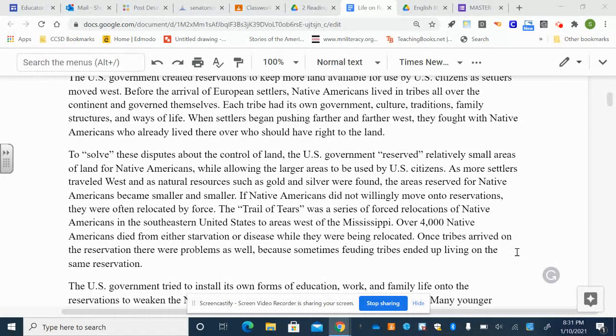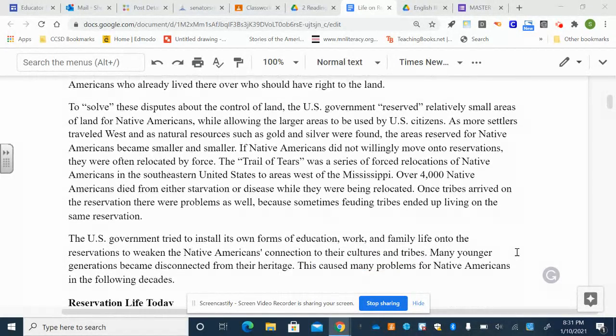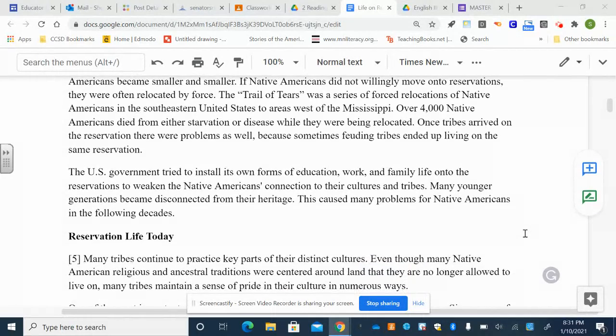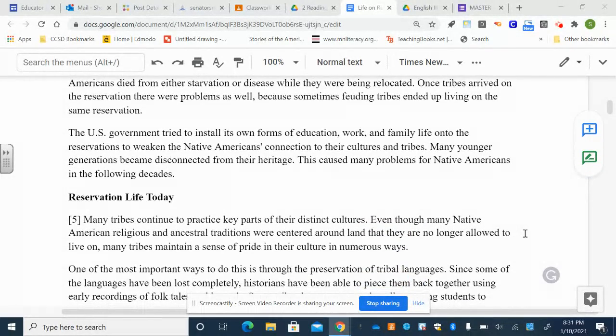Once tribes arrived on the reservations, there were problems as well, because sometimes feuding tribes ended up living on the same reservation. The U.S. government tried to install its own forms of education, work, and family life onto the reservations to weaken the Native Americans' connection to their cultures and tribes. Many younger generations became disconnected from their heritage. This caused many problems for Native Americans in the following decades.